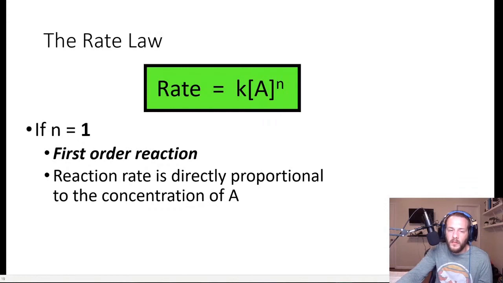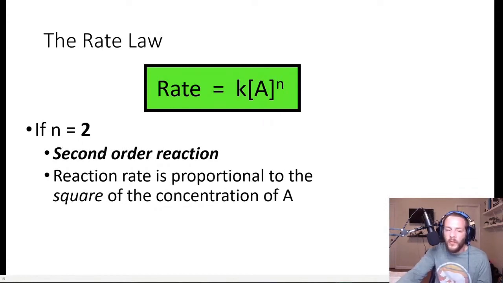Okay, so that's the first order reaction, and the next one that we're going to go over is the second order reaction. That means n equals 2. Second order reaction means the reaction rate is proportional to the concentration of that reactant squared. So that would be rate equals k times the concentration of A squared. Picture a little 2 right there. So zero order, first order, and second order reactions.